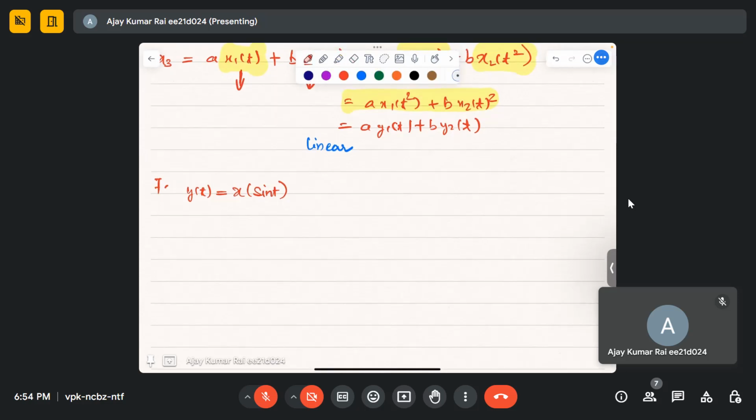Let me solve this. You will get x1(t) sin t, which you can write as y1(t). For x2(t) you will get x2(t) sin t. So I will give x3(t), which is a linear combination of 1 and 2.